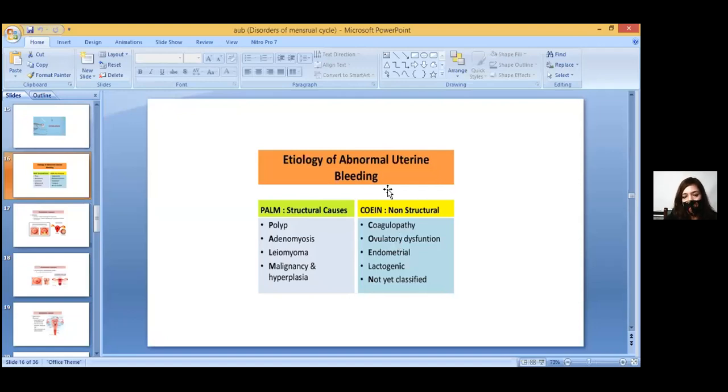When you define COEIN, C is for coagulopathy, O is for ovulatory dysfunction, like you may have heard the names polycystic ovarian disease, premature ovarian failure. So these are the causes of abnormal uterine bleeding due to ovulatory dysfunction. Then endometrial causes, iatrogenic causes, and some causes that are not yet classified. We don't know exactly what is going on with the patient.